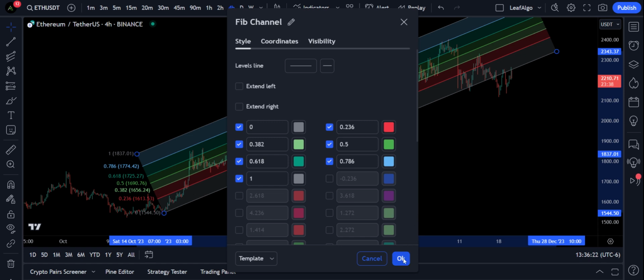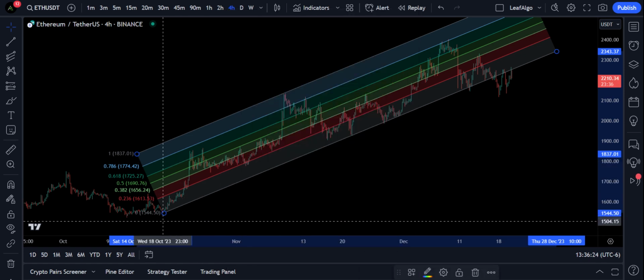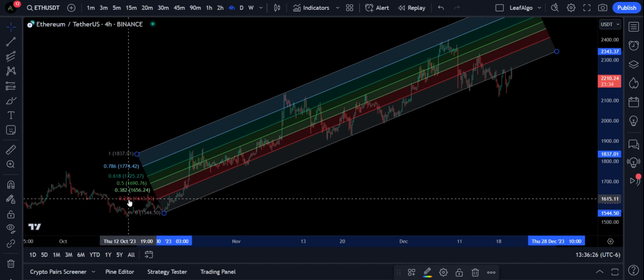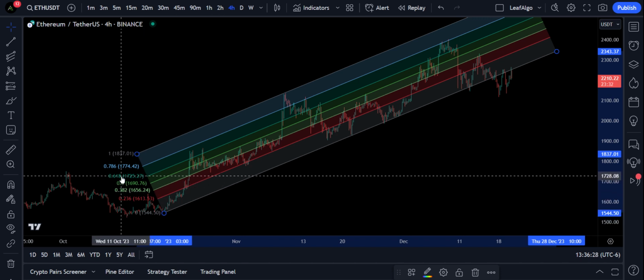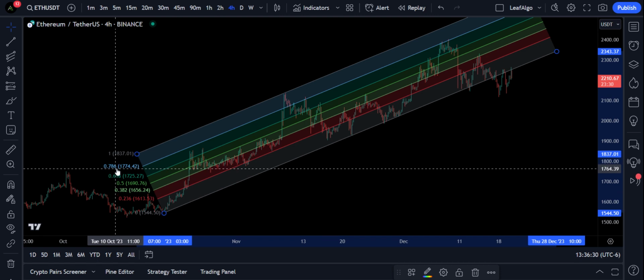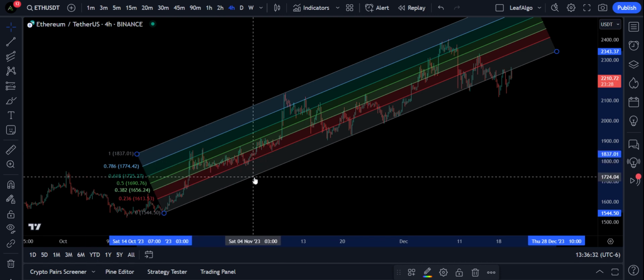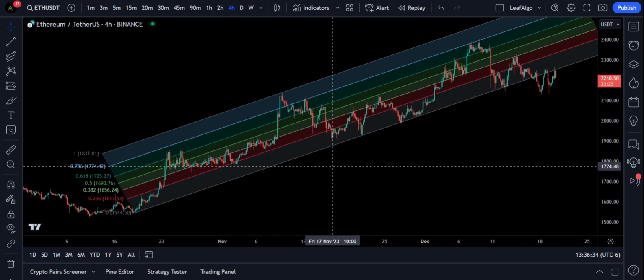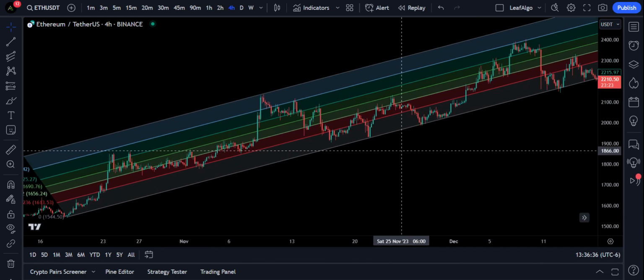So here we have our normal Fib levels: 0, 0.236, 0.382, 0.5, 0.618, 0.786 and 1. But we're looking at this, and what does this all mean? What do we have here?